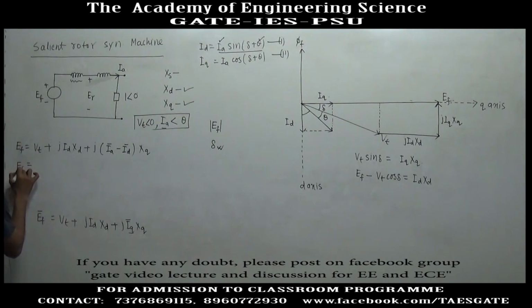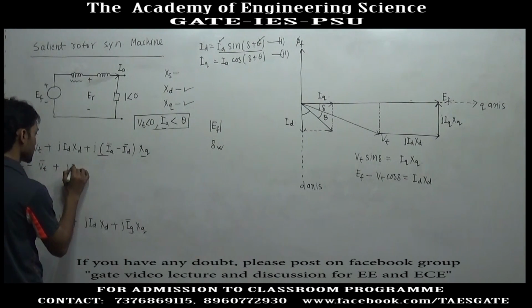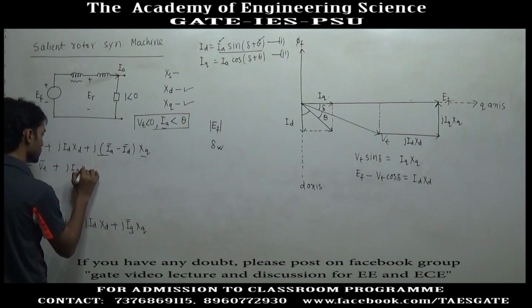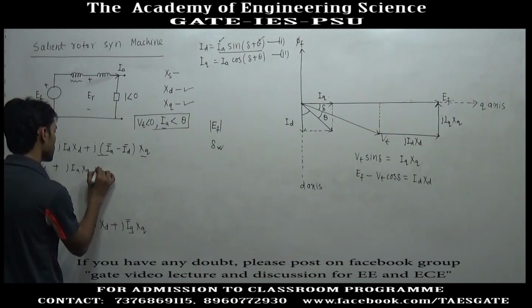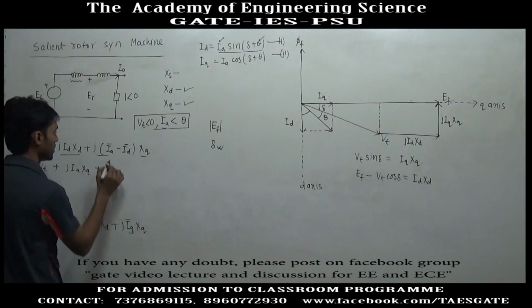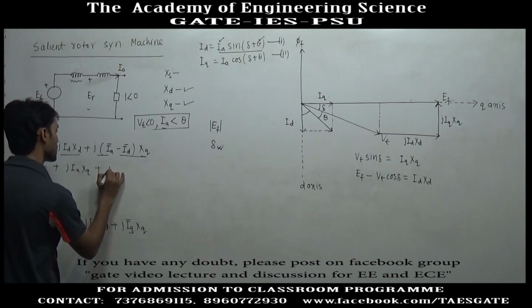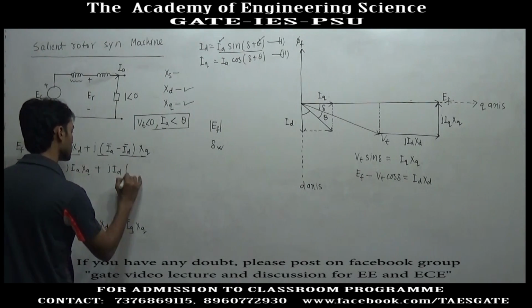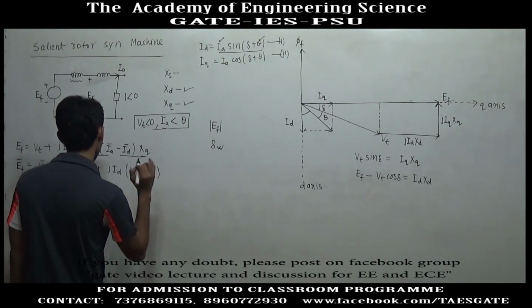Now EF vector is equal to Vt plus, from here I will take JIaXq common, means I will separate out JIaXq, and here we have JIdXd and here minus JIdXq. So this JId can be taken common: Xd minus Xq.